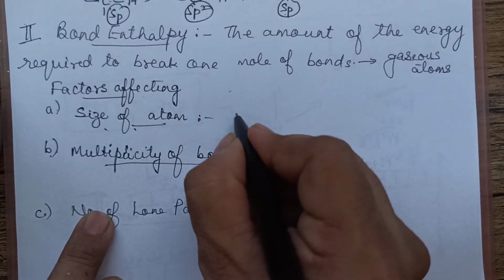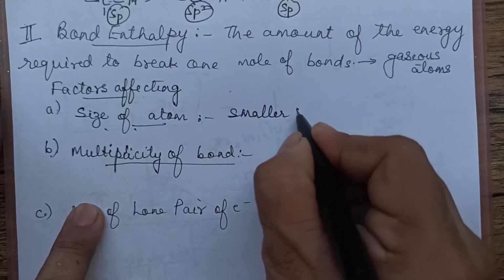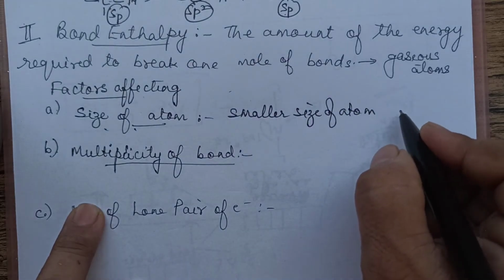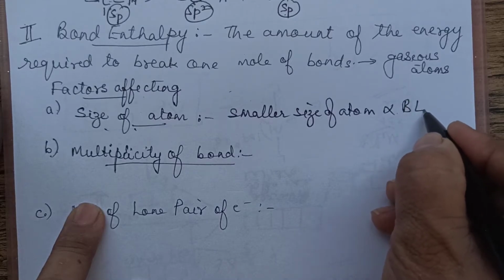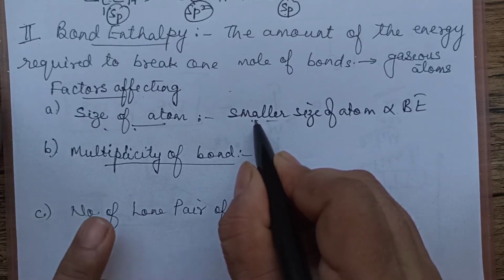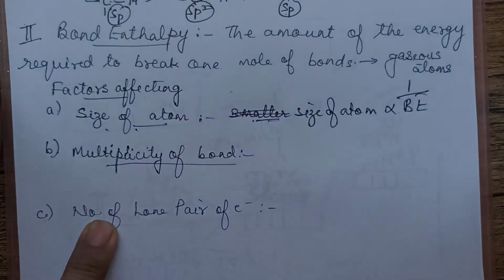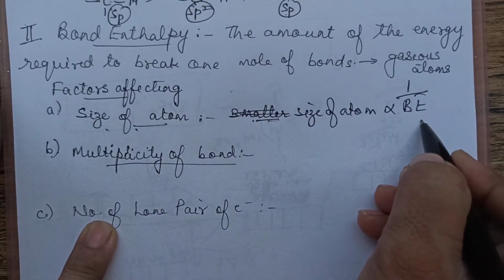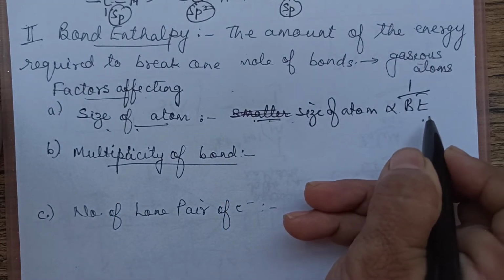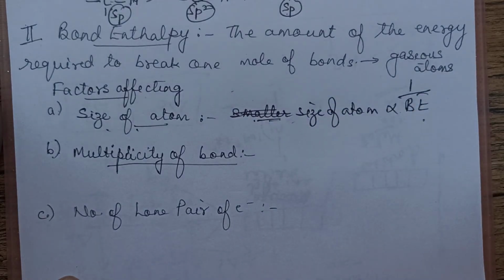What we can say? Smaller the size of the atom, what will happen? The bond enthalpy will be more. So bond enthalpy and the size of the atom. I am writing in terms of small size. If you are writing in terms of size of atom, then we may write this is inversely proportional. Bigger the size, less the bond enthalpy. So otherwise, what I was writing earlier is smaller size of the atom, more is the bond enthalpy. If you are just writing size of atom, you will write size of atom is inversely related to bond enthalpy. Clear?